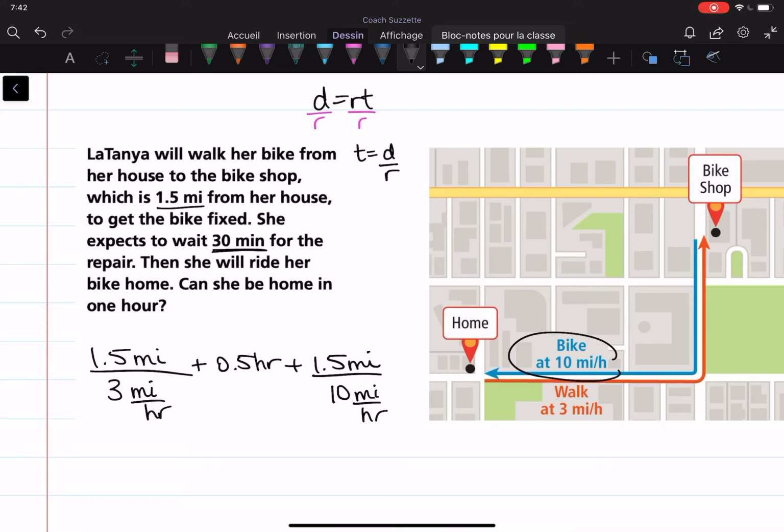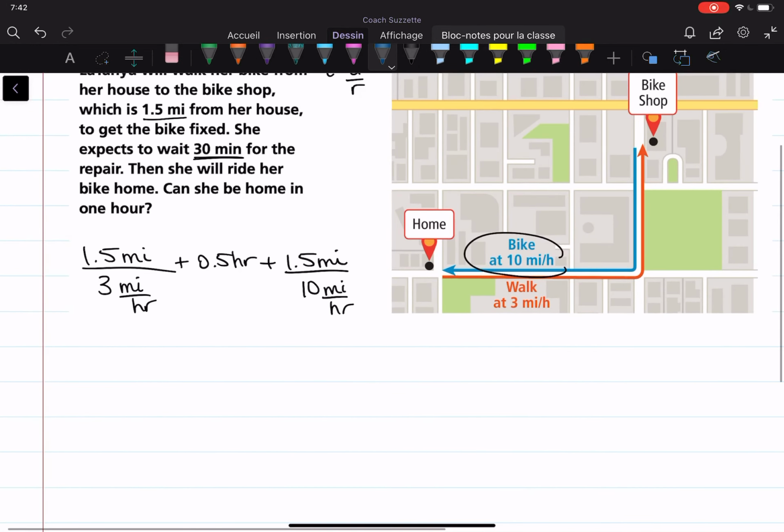Okay, so how many total hours did it take her to make this round trip? Well, 1.5 divided by 3 is 0.5 hours, plus she waited 0.5 hours, plus 1.5 divided by 10 is 0.15 hours. So what's that total? 0.5 plus 0.5 plus 0.15 is 1.15 hours.